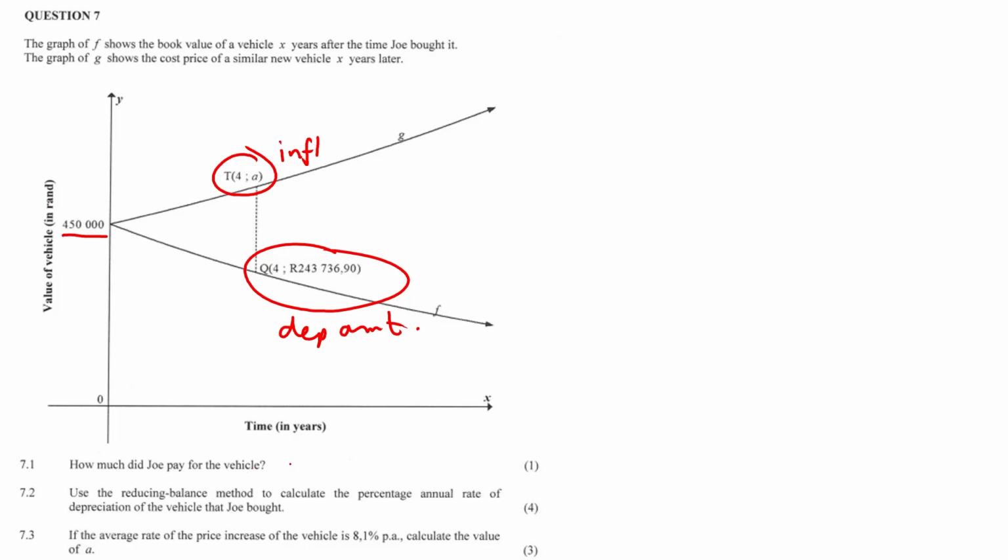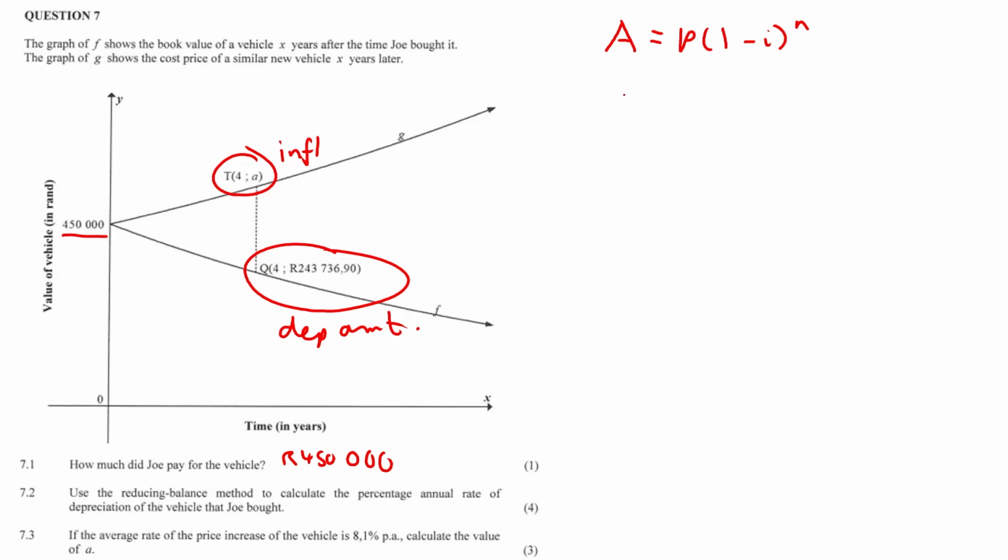Easy, 450,000 rands. So that's the first answer. 7.2: use the reducing balance method to calculate the percentage annual rate of depreciation of the vehicle that Joe bought. Okay, so that's going to be compound decay. So it's going to look something like this. This is the formula that we use.